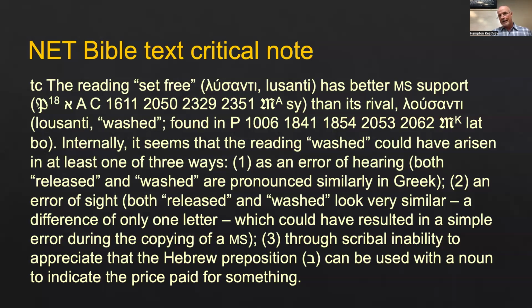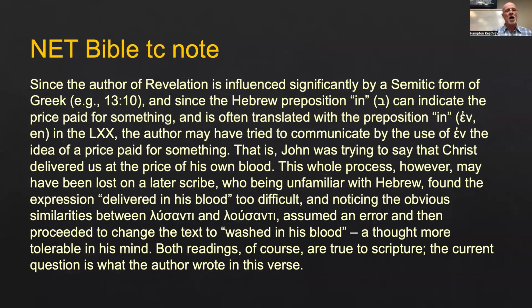So here's the good Hebrew Jewish scholar John writing, and he's kind of using some Hebrew Greek, if you will, and that got lost perhaps. Since the author of Revelation is influenced significantly by a Semitic form of Greek, and since the Hebrew preposition can indicate the price paid for something, and is often translated with the preposition in the Septuagint, the author may have tried to communicate by the use of "in" the idea of a price paid for something. That is, John was trying to say that Christ delivered us at the price of his own blood.